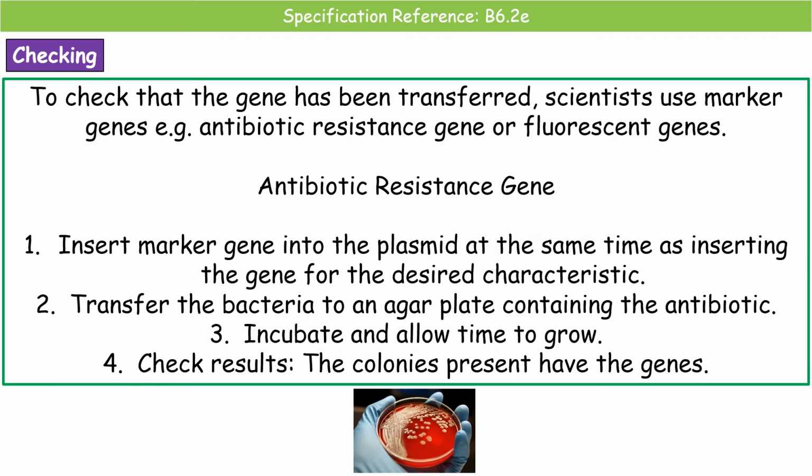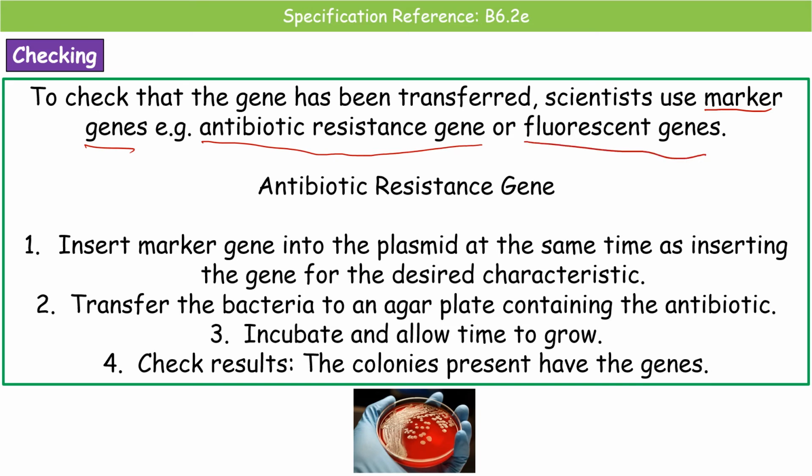It's all good and fine saying we're going to do this, but we can't just assume that it's taken up the gene we wanted it to, because it's not a perfect process. We need to check. There's two ways that we can check, but they both use what we refer to as a marker gene. So the two options for marker genes are antibiotic resistance or fluorescence.